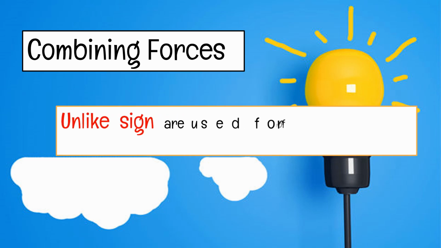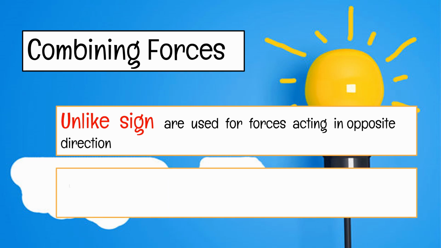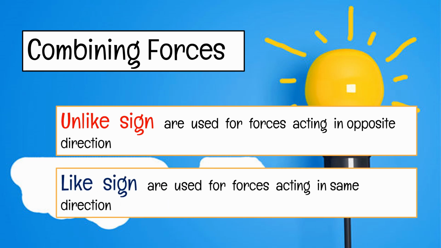So unlike signs are used for forces acting in opposite directions. So kapag magkaiba yung direction ng forces ng objects, unlike sign ang ginagamit. Isang positive, isang negative. Like signs are used for forces acting in the same directions. So if the forces are acting in the same direction, parehong pupuntahan, like signs ang ginagamit, both positive, pwede ring both negative. But the commonly used is both positive.